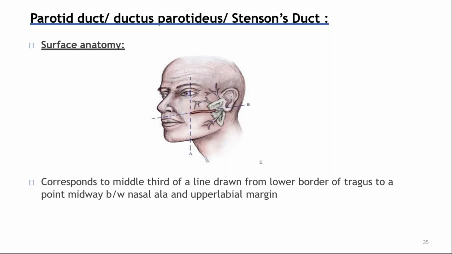So this is the surface anatomy of the parotid duct, which corresponds to the lower border of the tragus. Here this is the tragal point. From the lower border of the tragus to the point midway between the nasal ala and the upper labial margin. If an imaginary line is drawn from this position to the tragal point, this is the most common site where Stenson's duct is present.